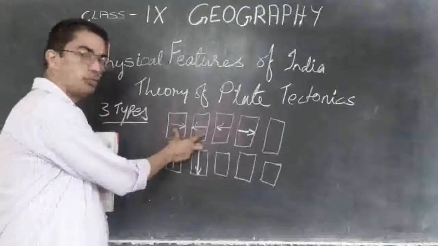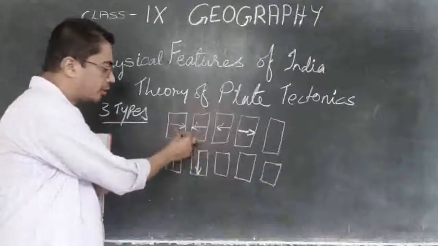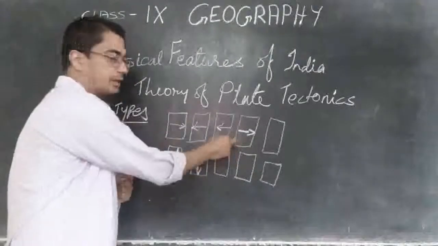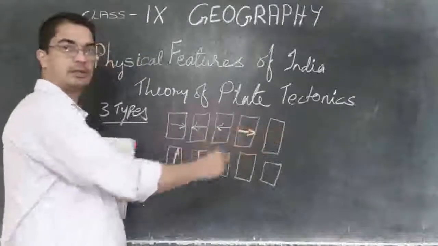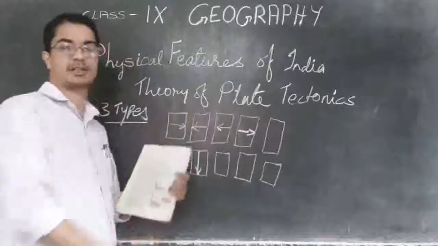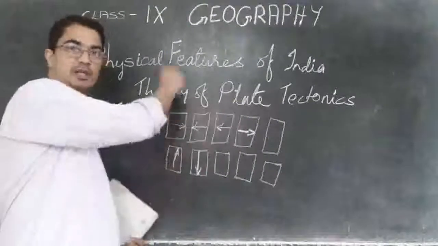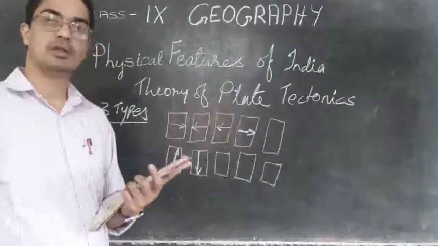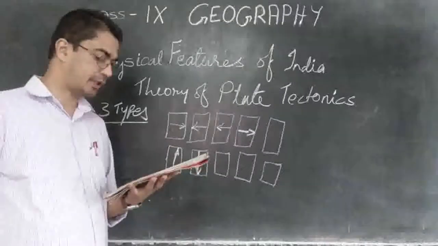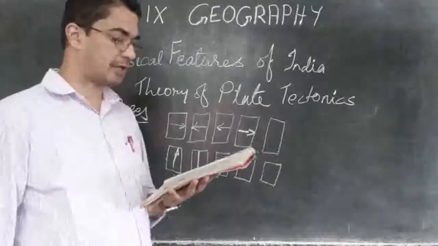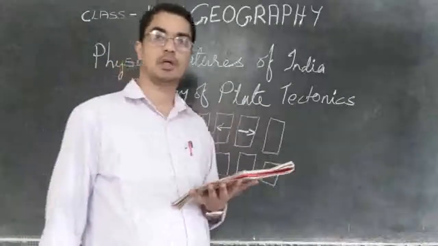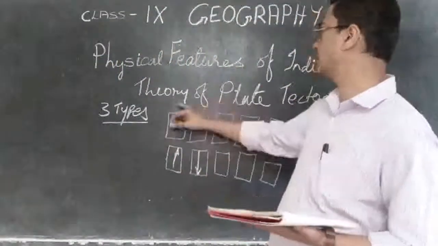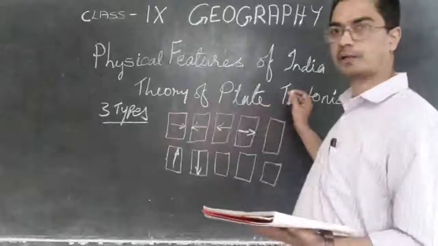One is both plates coming close to each other. Another is moving away from each other. Another is moving in different directions. One is moving to the other side, another one is coming this side. So that is called transform boundary. So these are the 3 types of the movements. So this is called the theory of plate tectonics.